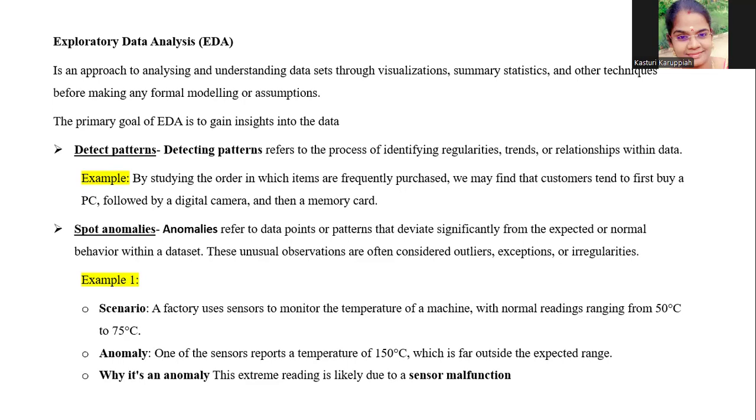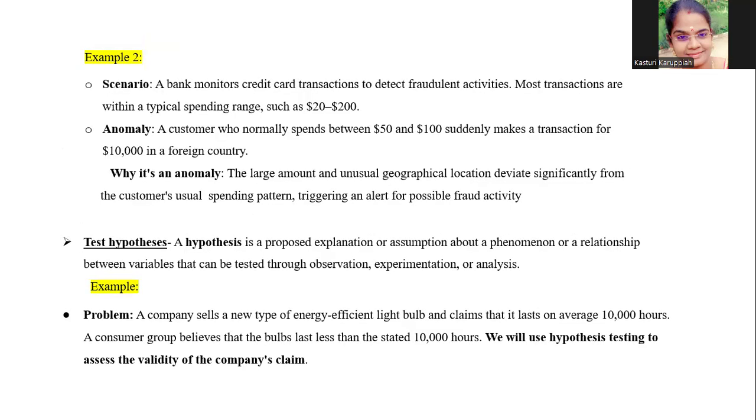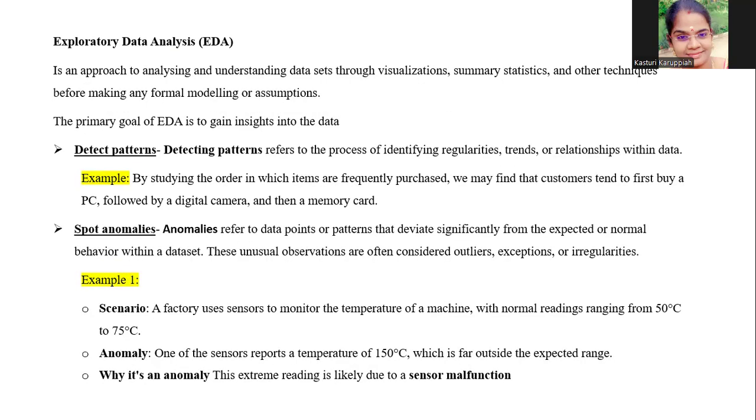Okay. What are the primary goals of EDA? It is to detect the patterns, spot anomalies, and test hypothesis. What is detecting patterns? Detecting patterns refers to the process of identifying regularities, trends, or relationships within data. Give an example for that.